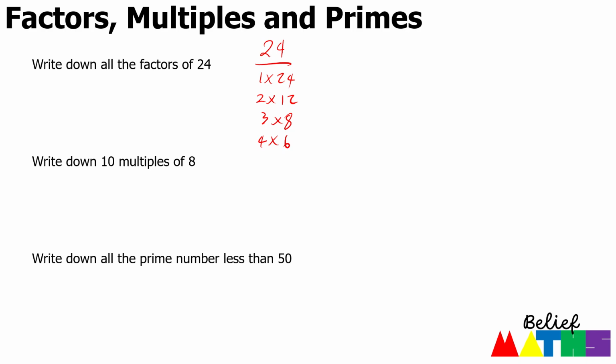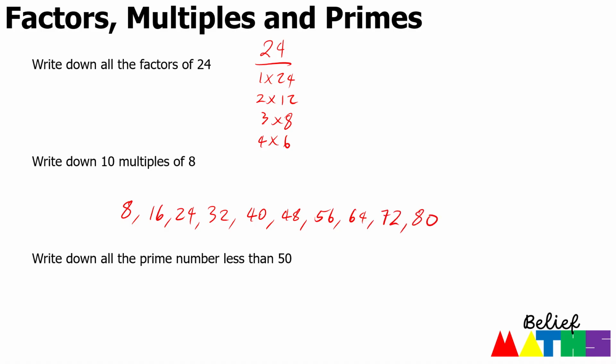Next, we want to write down 10 multiples of 8. That's just your 8 times tables, because again, your multiples are just your results from your times tables. So 8, 16, 24, 32, 40, 48, 56, 64, 72, and 80.